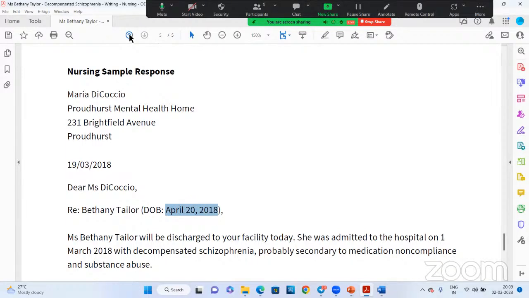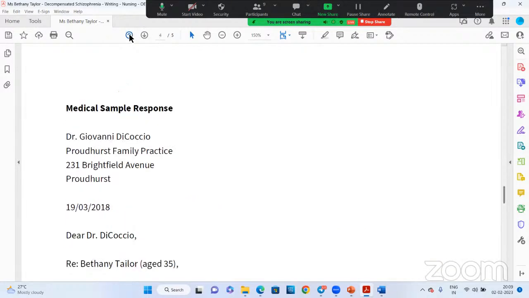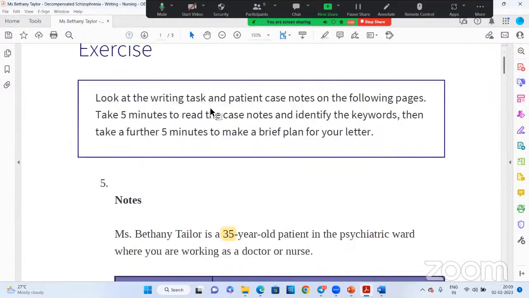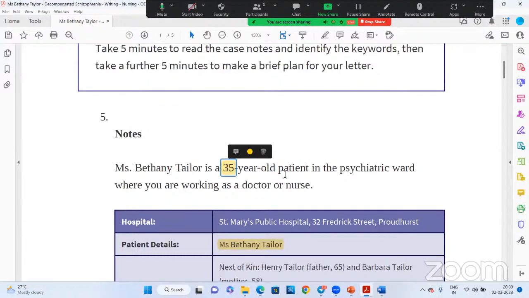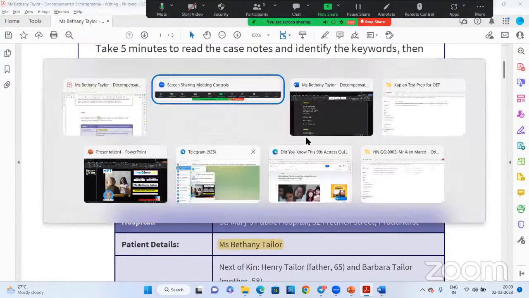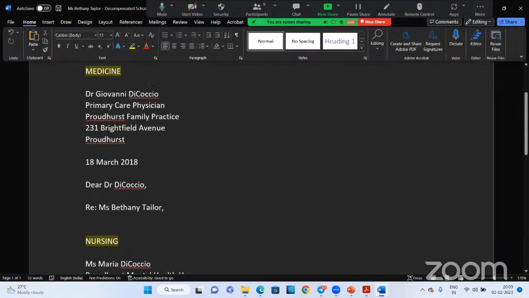Okay. So date of birth is not given here. So just to take the age, 35 years old patient. 35-year-old patient, 35. So just you have to write age, that's all. Aged 35. That's it.